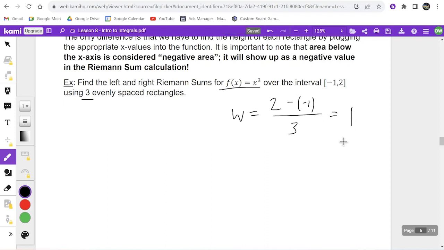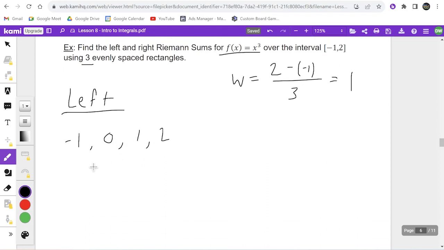The width is 1. And that means when I do my left Riemann sum, first thing I do, I got to pick my numbers. Well, I don't really pick my numbers, I determine them. But it's going to be lowest number, negative 1, and then I count by 1 each time, because that was my width. It's going to be negative 1, 0, 1, and 2. And so what that means is when I want my left, I'm going to be using these three numbers right here. And when I say use these three numbers, I'm going to be plugging them into my function x cubed.